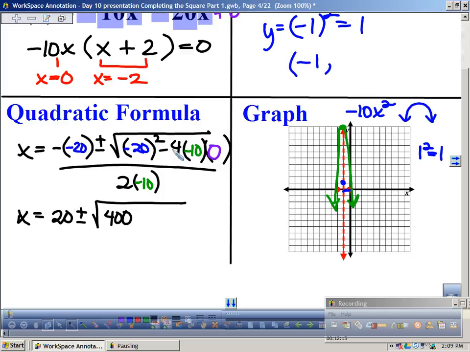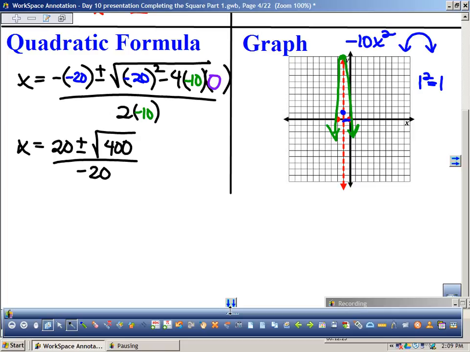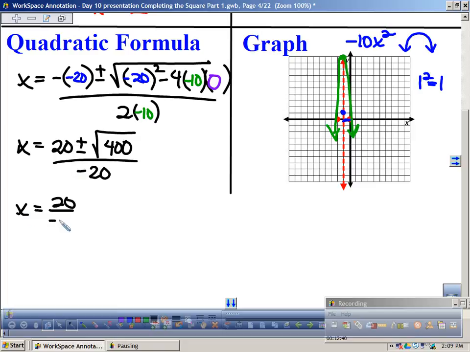400 minus nothing, because it's all multiplied by 0, so it's nothing. We'll shorten that up a little bit, all over 2 times negative 20, which is negative 20. I'm going to start simplifying and splitting right now, because this says to me I've got an axis of symmetry and it's being added and subtracted by a number to get to my roots. So I'm going to say x equals 20 over negative 20 plus or minus 400.